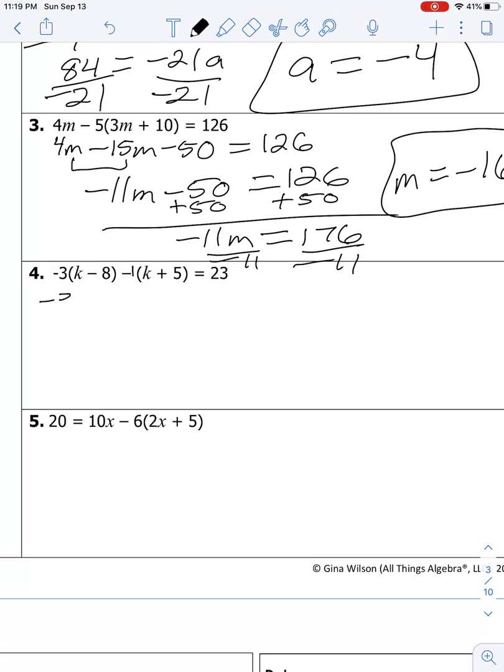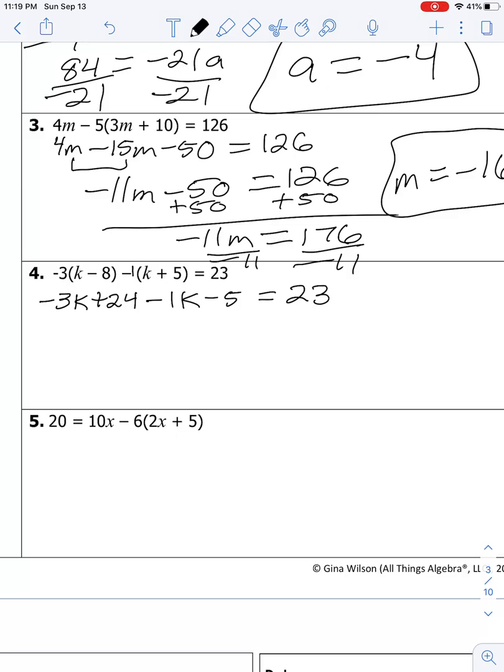Negative 3 times k is negative 3k. Negative 3 times negative 8 is positive 24. Now let's distribute the negative 1. Negative 1 times k is negative 1k. Negative 1 times 5 is negative 5 equals 23. Now we've got 4 terms on the left side. We only want a maximum of 2 on each side. If you got more than 2 on each side, then more than likely you can combine like terms.